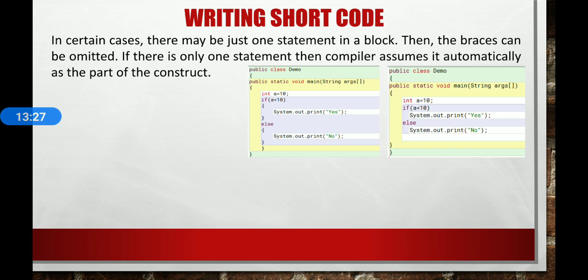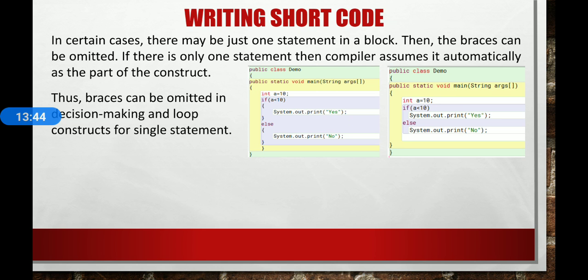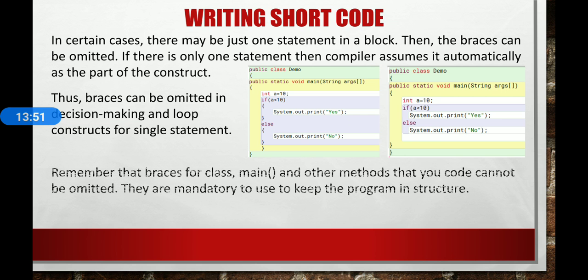Either you can use the curly brackets or you can omit them. Even if you are not using curly brackets, it is assumed as a part of the if statement. So you can also omit these curly brackets for a single statement. The braces can be omitted in decision making and loop constructs for a single statement. Remember that braces for the class, main function and other methods that you code cannot be omitted. They are mandatory to keep the programming structure.